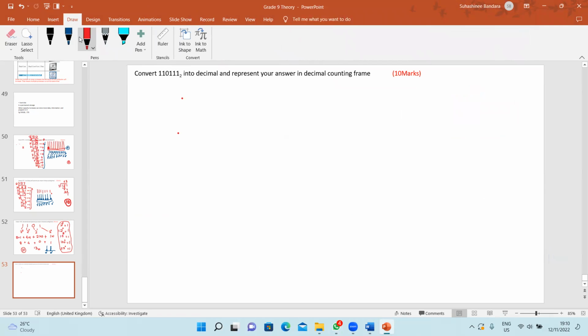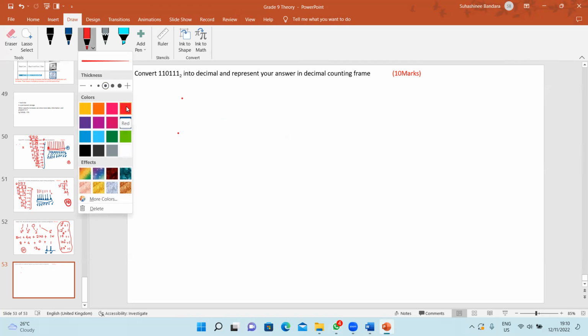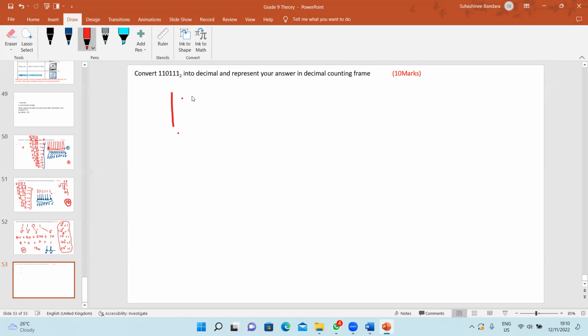Set the value. Don't do unwanted things. Our value is 1, 1, 0, 1, 1, 1 based on 2. So what is this one? 2 to the power 0. 2 to the power 0 means 1. 1 multiplied by 1. Okay. Actually, we are writing like this. Then the value will be 1.